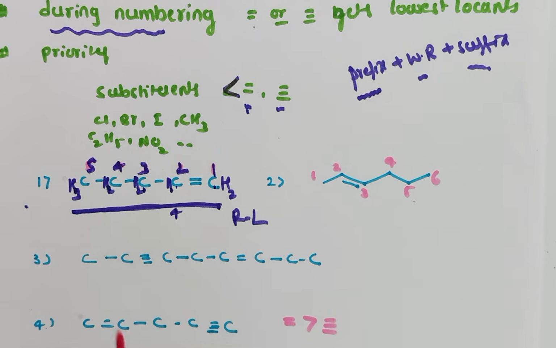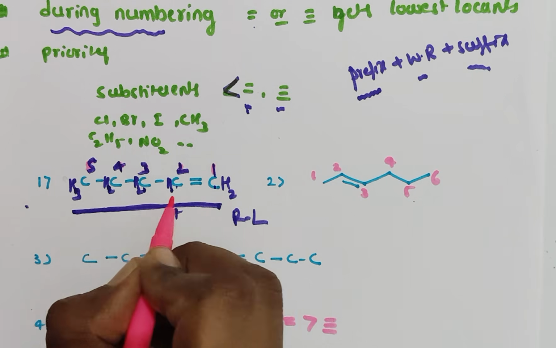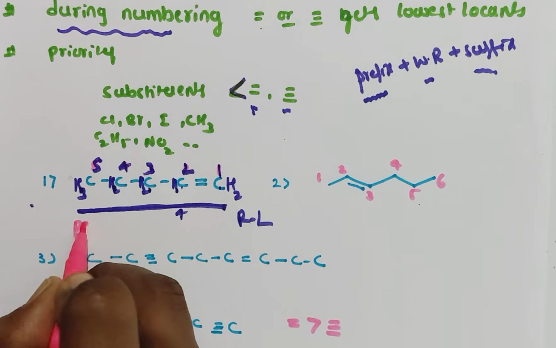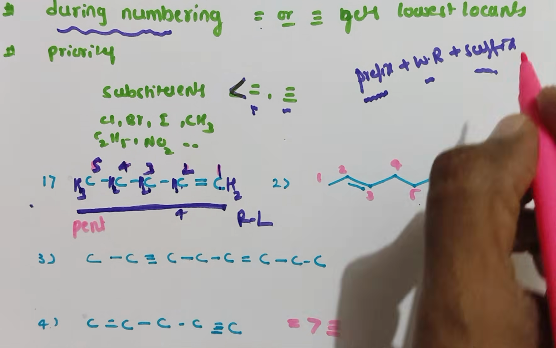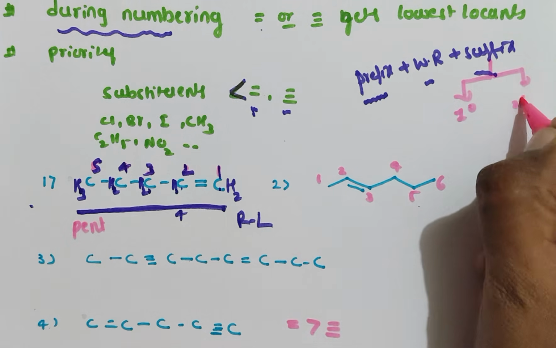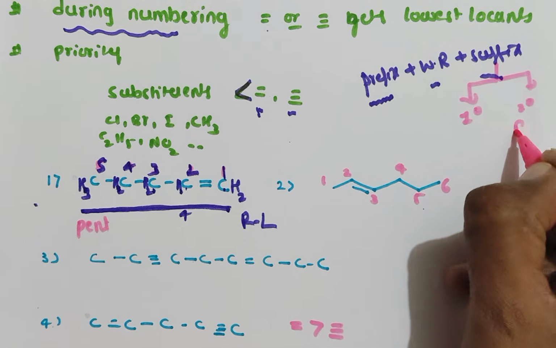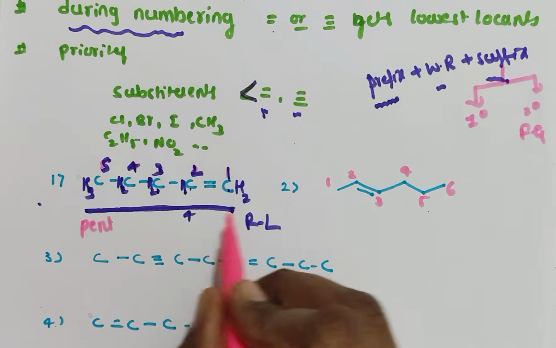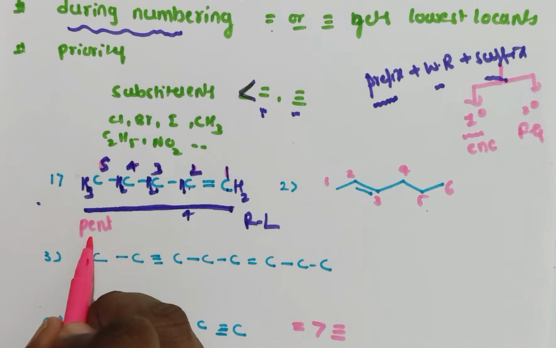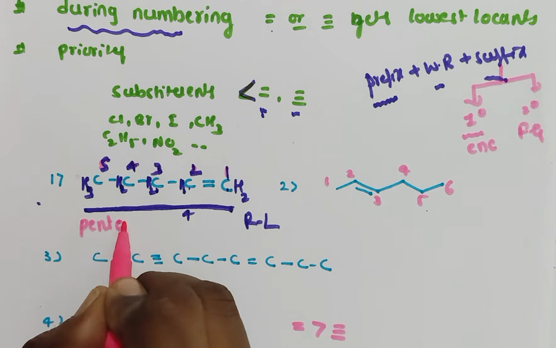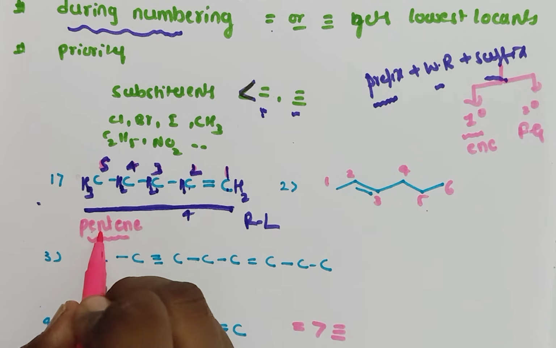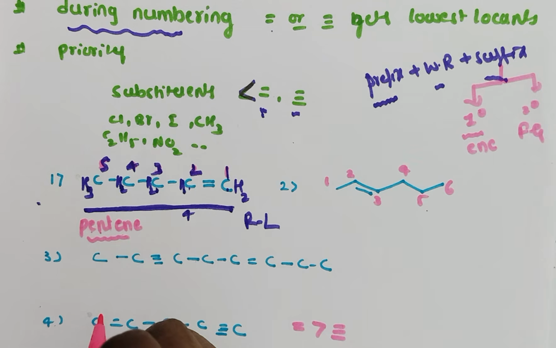In this compound, there is no prefix. Therefore, directly move towards the word root. 1, 2, 3, 4, 5. The word root is pent. And suffix: again, there are two types of suffixes, primary suffix and secondary suffix. Secondary suffix means functional group. In this compound, there is no functional group. Only the primary suffix is there, that is ene. Therefore, pent, ene. The name of the compound is what? Pentene. The word root is pent. The suffix is ene. Is this clear to everyone?